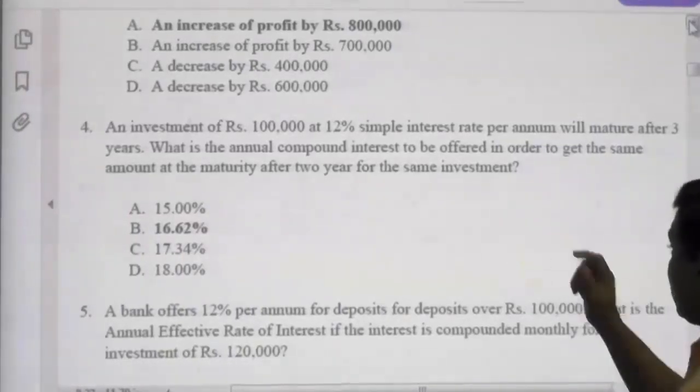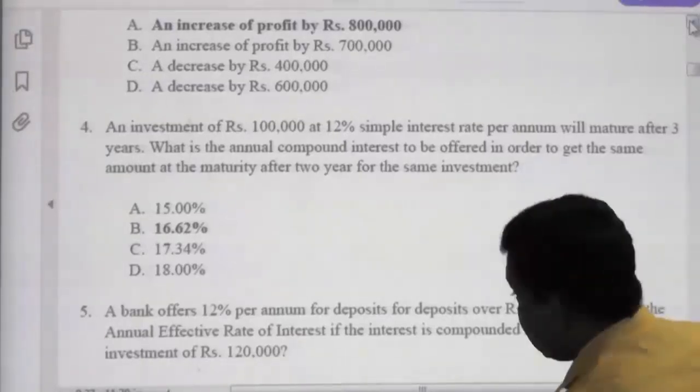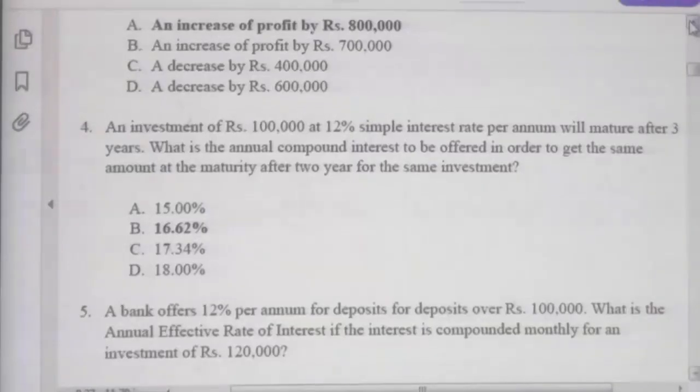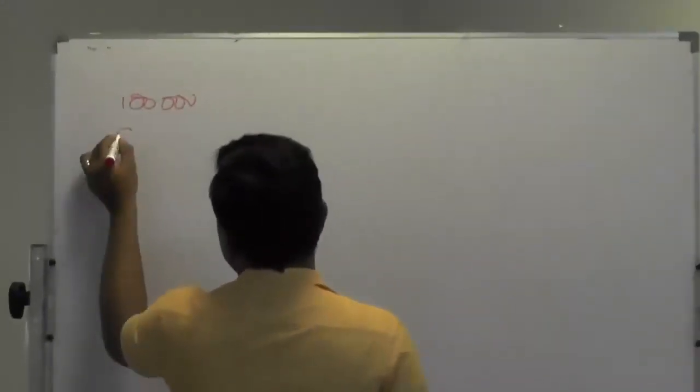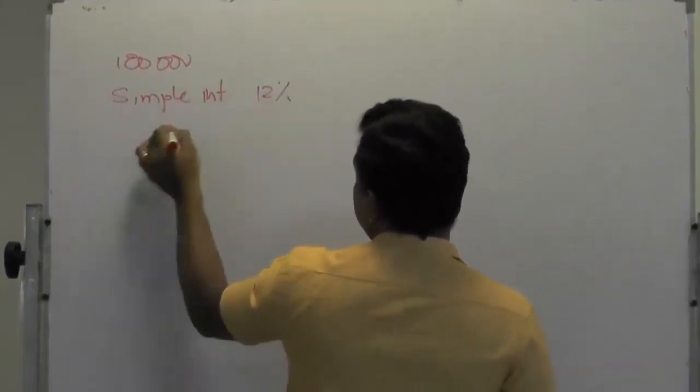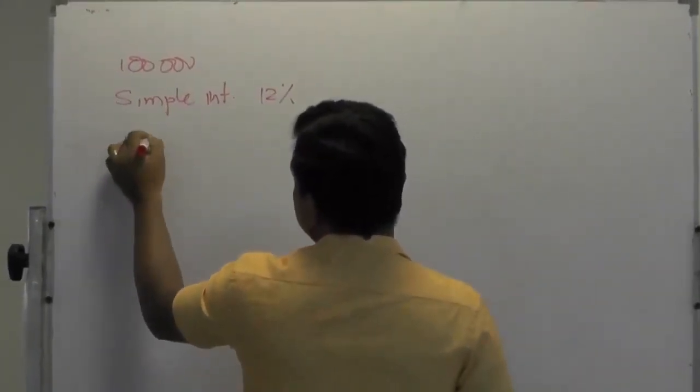Right. An investment of 100,000, read the question. Question number 4: an investment of 100,000 at 12% simple interest rate per annum will mature after 3 years. That is one piece of information. 100,000 investment at simple interest rate for 3 years, right. The interest rate is simple interest rate 12%, number of years 3.